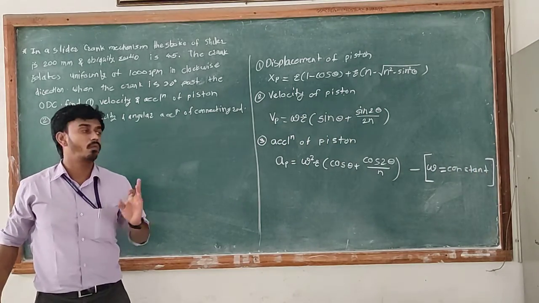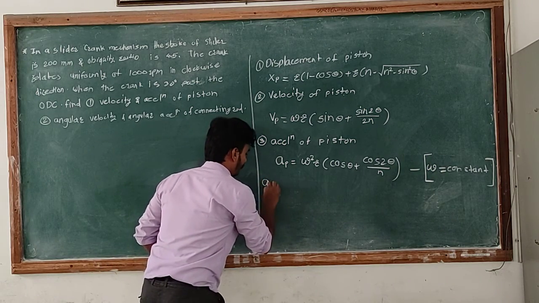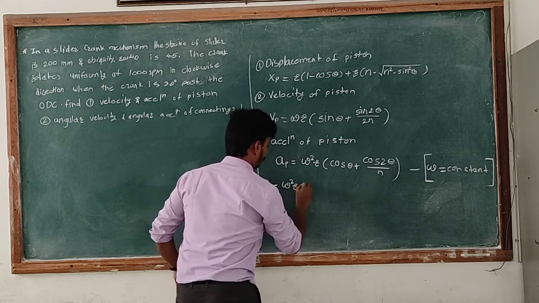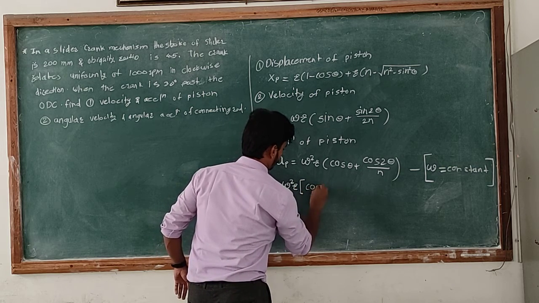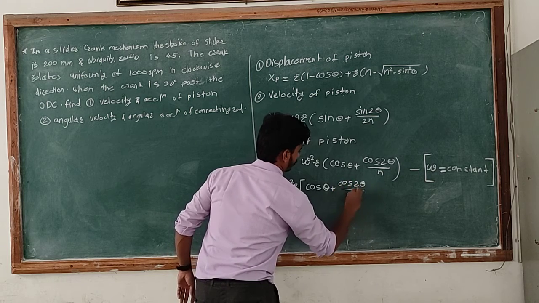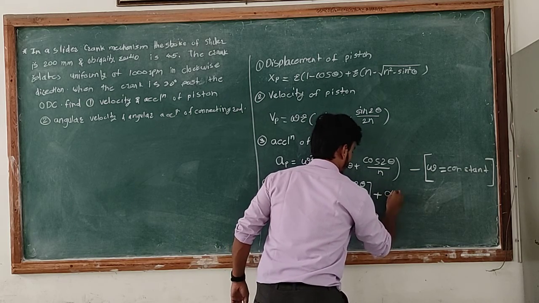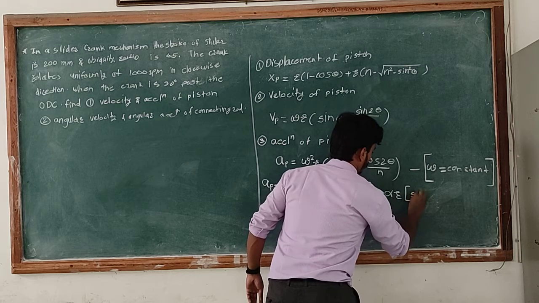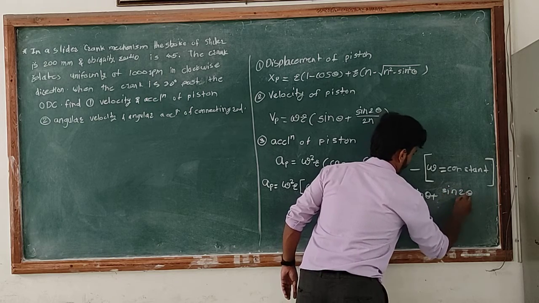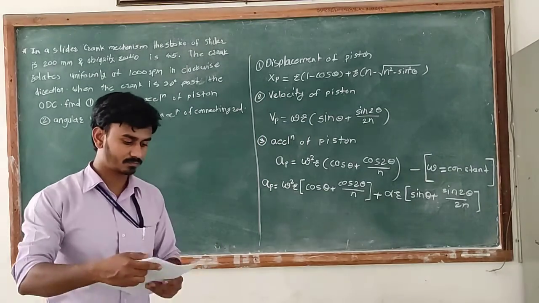For the second condition, when the angular velocity of the crank is not uniform, ap is equal to omega square r into (cos theta plus cos 2 theta divided by n) plus alpha into r into (sin theta plus sin 2 theta divided by 2n). This is the formula.